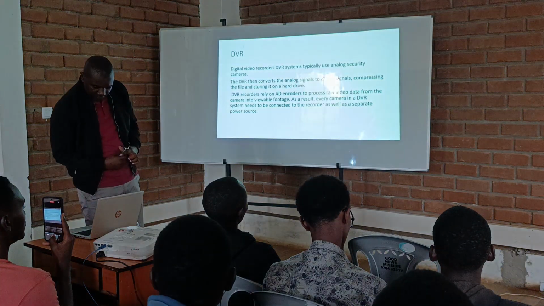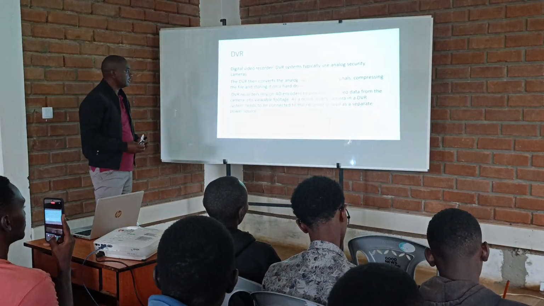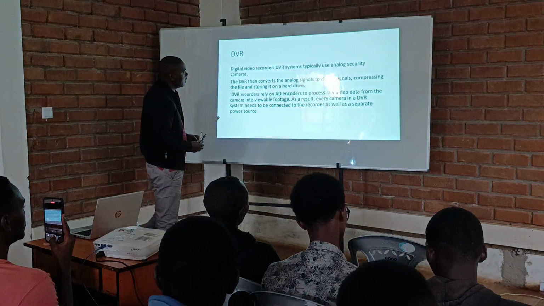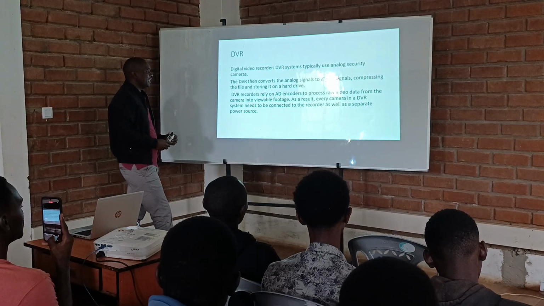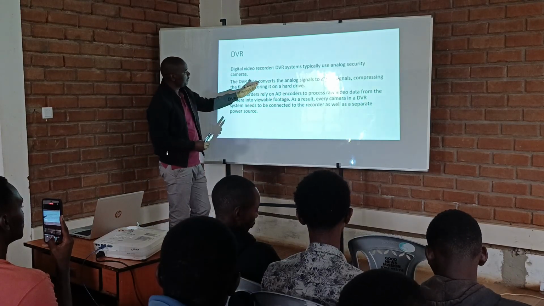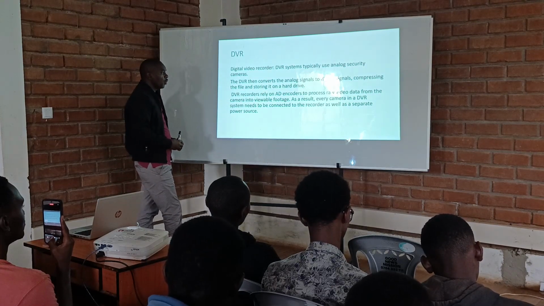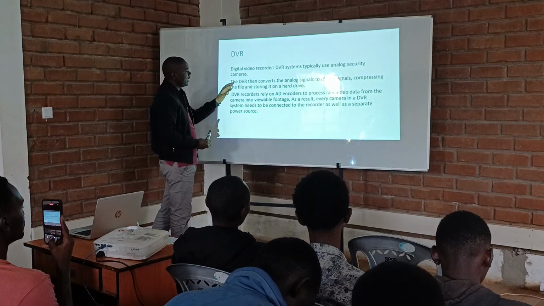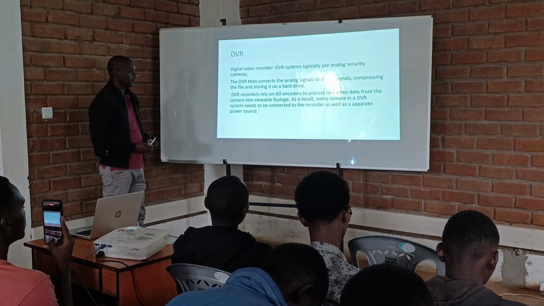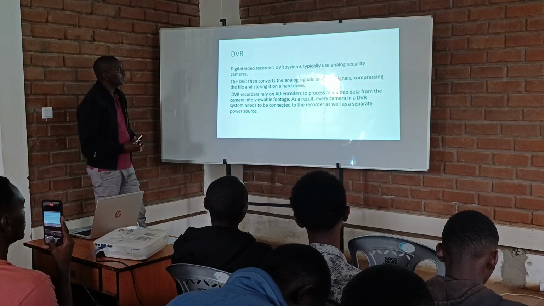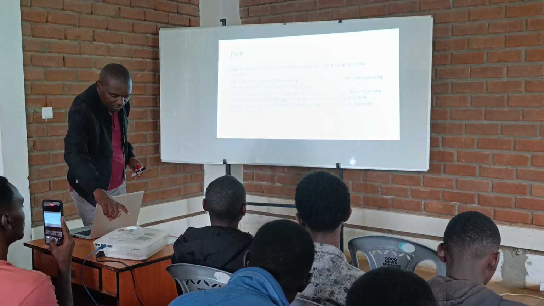Then, the DVR, that is the digital video recorder system, typically uses analog security cameras. The DVR then converts the analog signal to a digital signal, compressing the file and storing it on a hard drive. So, I want to show you the difference between these things.